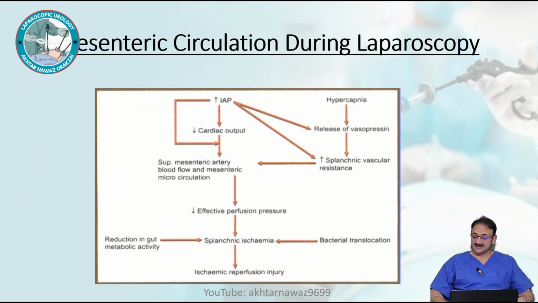Here you can see another diagram, a flow chart. So there is hypercapnia, release of vasopressin leading to increased vascular resistance in the splanchnic circulation. Decreased cardiac output also leads to increased splanchnic circulation resistance, and the superior mesenteric artery blood flow, the mesenteric microcirculation, is decreased. So there is decreased effective perfusion, and there is reduction in gut metabolic activity, splanchnic ischemia, bacterial translocation, and there is also ischemic reperfusion injury when the procedure is complete and the abdomen is decompressed. This can lead to reperfusion injury.